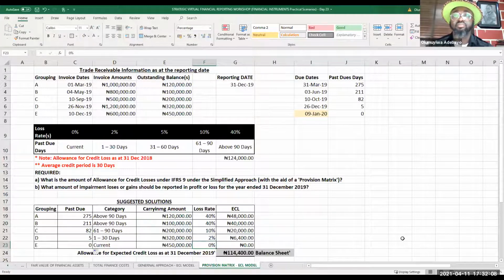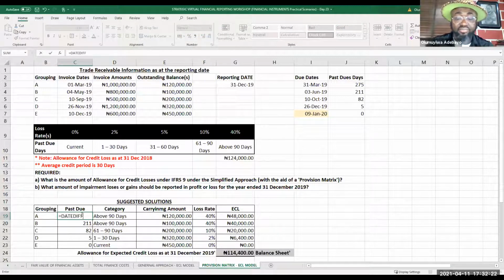That is it. Another way I can get my past due days, instead of using this approach, is that if I'm building a model, I rather use sophisticated formulas in Excel to do it. I can say DATEDIF between my reporting date, which is a constant amount, and my invoice date. Because I'm looking for the difference in days, I use column D. And that will give me the whole period between invoice date and due date.